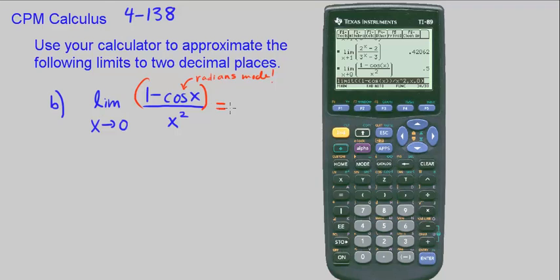So the approximate value is 0.5, but again we want two decimal places, so I'm going to put 0.50. And I'm going to go ahead and say approximately, even though 0.5 is exact. Again, two decimal places. So that ends using our calculator, CPM Calculus, Chapter 4, number 138.